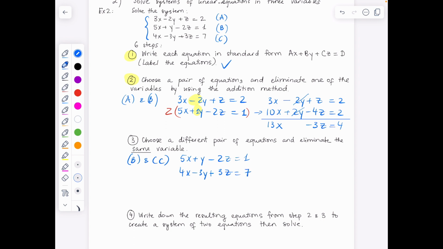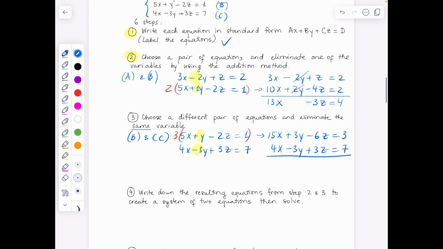Now I want to eliminate the same variable, which is the variable y. So the coefficient for this is -3. I just need to make the coefficient of the first y to be +3. Then we should be able to eliminate y. So I'm going to multiply the first equation by 3. So that will give us 15x plus 3y minus 6z is equal to 3. And then let's copy down the second equation here. Now we can add.